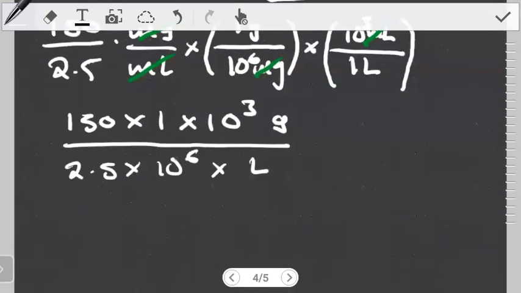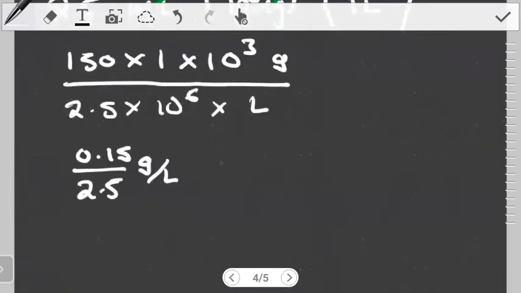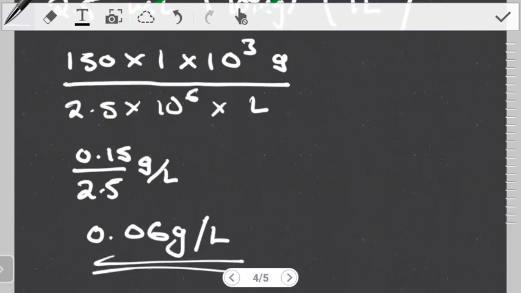So notice that if you simplify the top part in the denominator, you're going to have 0.15 over 2.5. This is now grams per liter already. So finally, we get 0.06 grams per liter. So this becomes the final answer. Notice that this is saying that in every 1 liter, you should have 0.06 grams of this particular drug. Okay, so this is how we make the conversion.